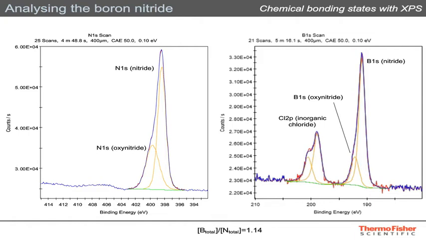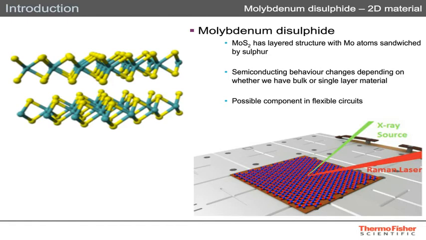In this example, we will be looking at coincident XPS Raman analysis of a molybdenum disulfide 2D material. Molybdenum disulfide has potential applications in the microelectronics industry, where the elemental and chemical composition and thickness of the layers will have an effect on the performance properties of the material.